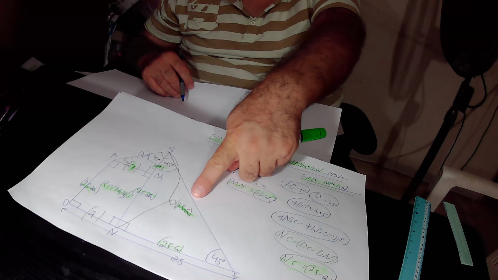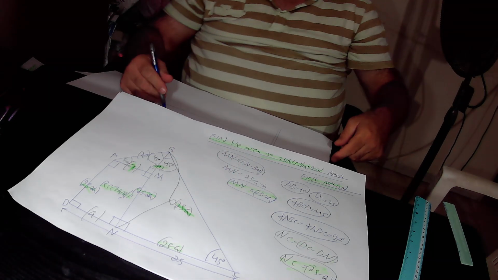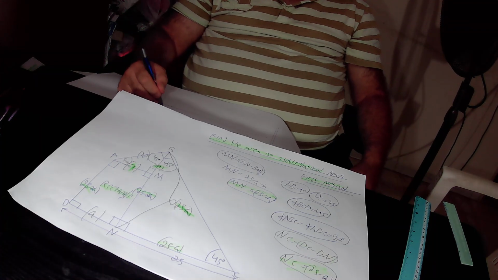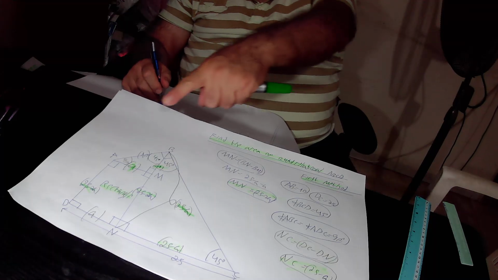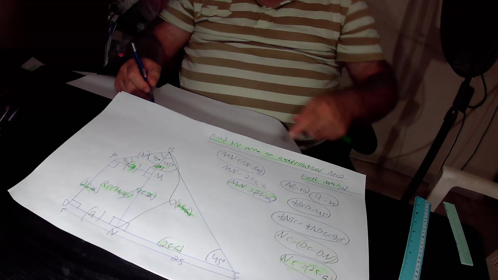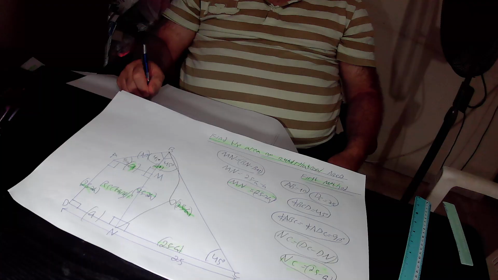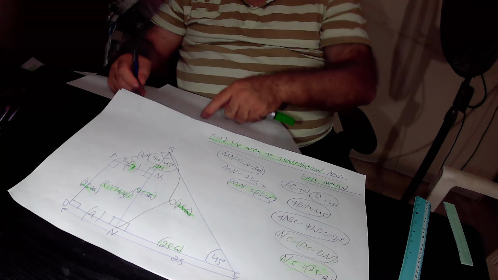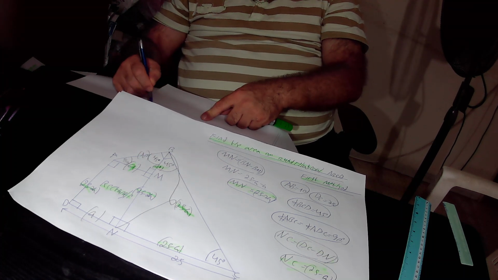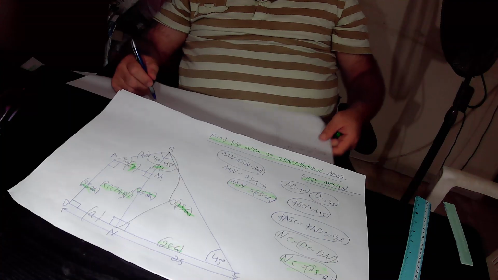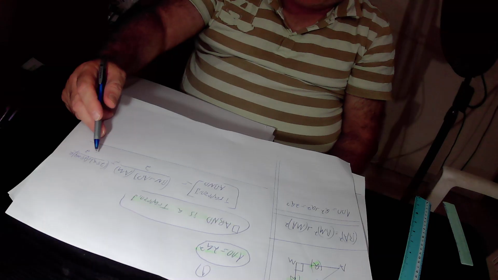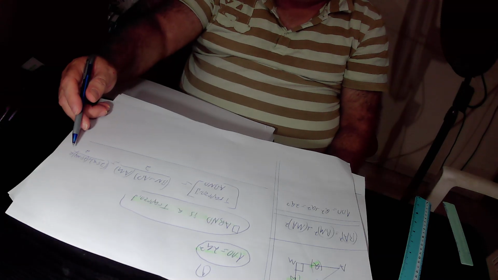BN is 25 minus A, plus AD is 25 minus 2A, times AM is A, divided by 2. So in total, the area of this trapezoid ABD equals 25 minus A plus 25 minus 2A, times A over 2.